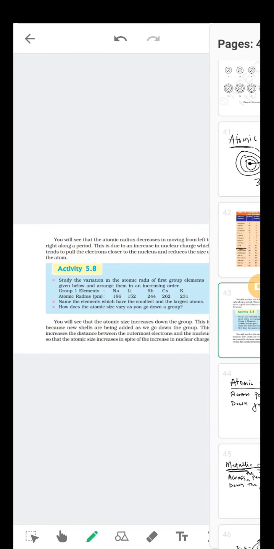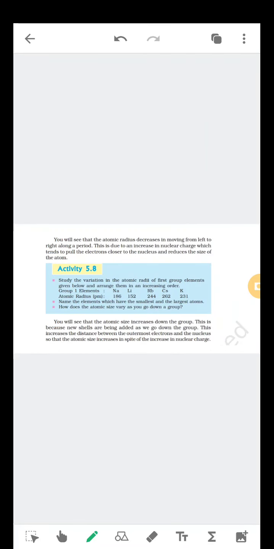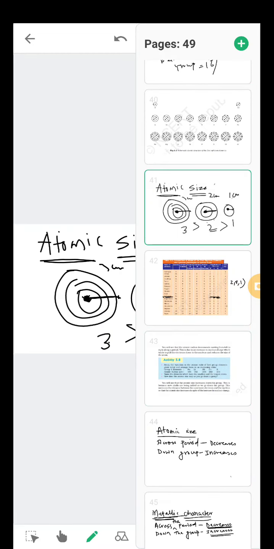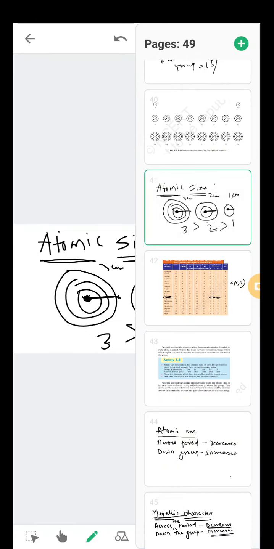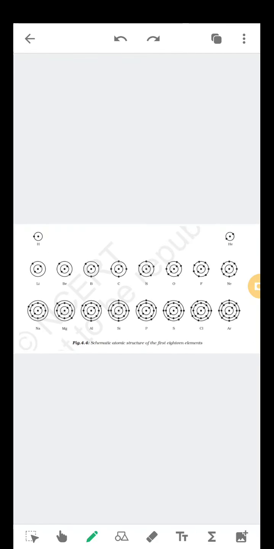Okay, so if you read over here, you will see that the atomic size decreases in moving from left to right along the period. The atomic size decreases because of the nuclear charge. Now if you see over here, the nucleus exhibits some charge on the electrons. Suppose you take the example of Li, that is nothing but lithium. There are 3 electrons, 1 2 3. Okay, total 3 electrons are there.